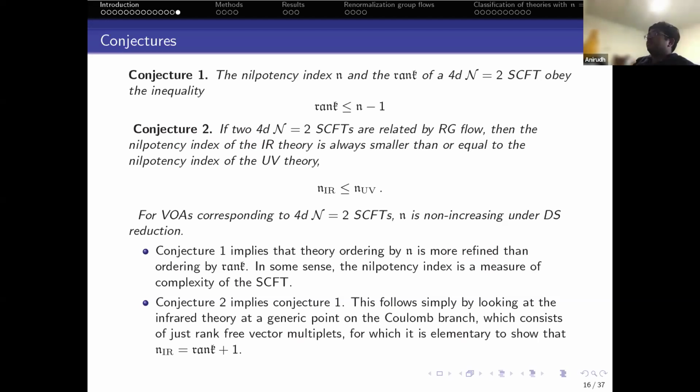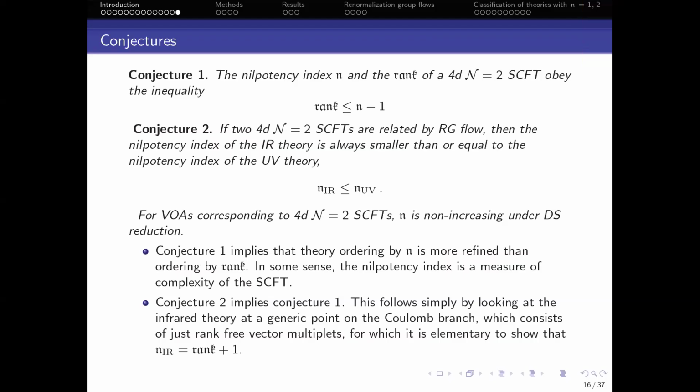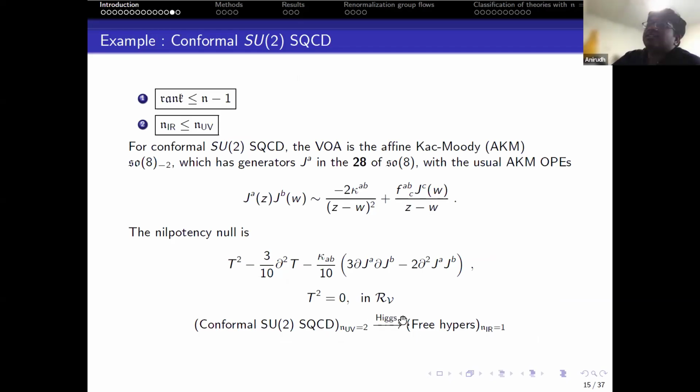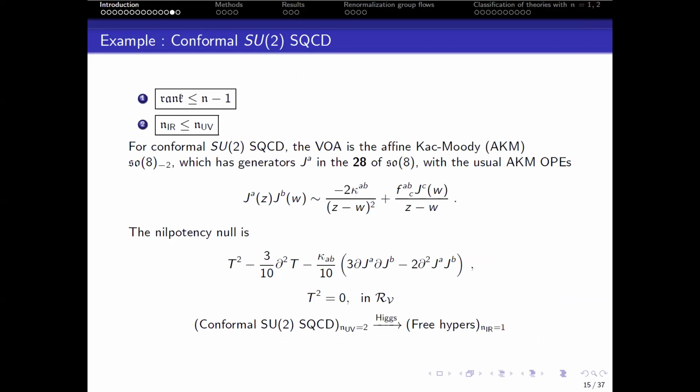Yes, please go ahead. Just to be clear about what you mean by N_IR, is it if you go out to the Higgs branch, or if you go down to the Coulomb branch? I mean, oh, this Higgsing is moving on the Higgs branch. But in general, you'll just say no matter how you Higgs, whether it's a Higgs or mixed Coulomb branch, N_IR is less than or equal to N_UV.